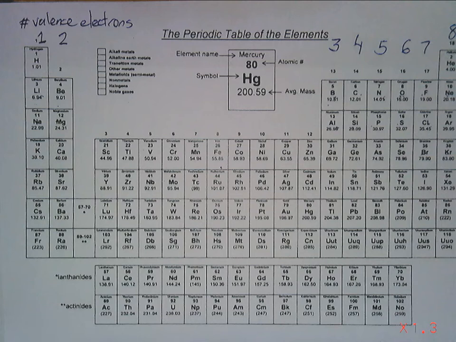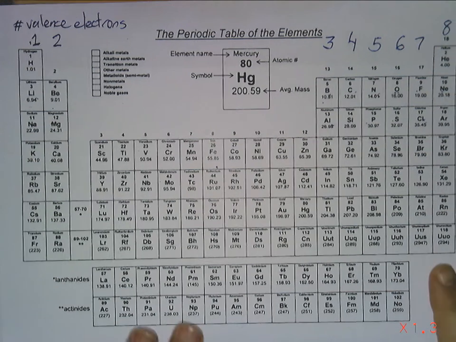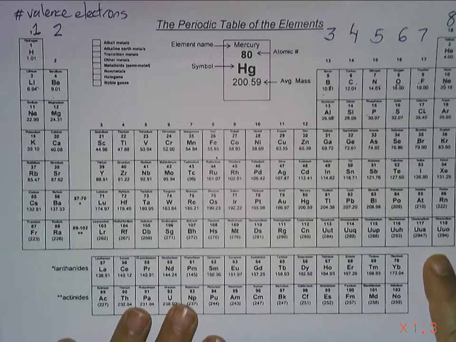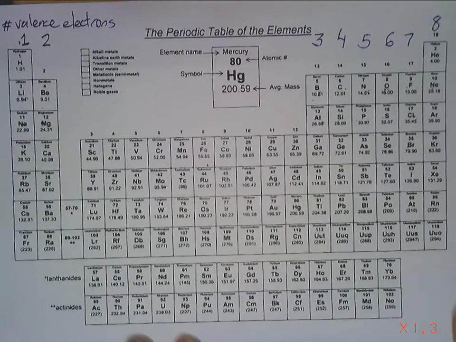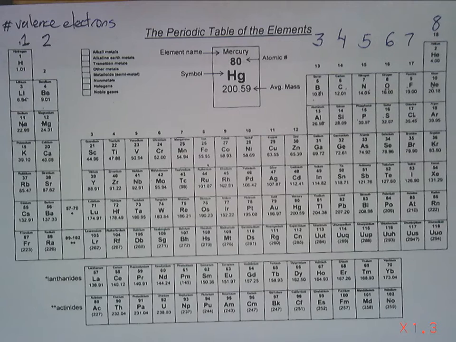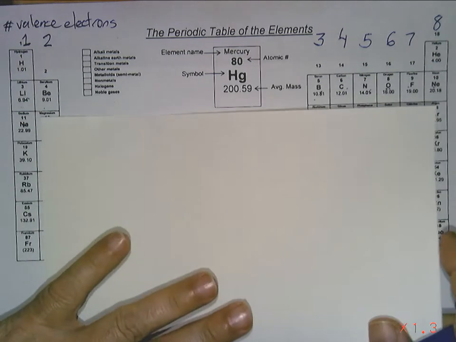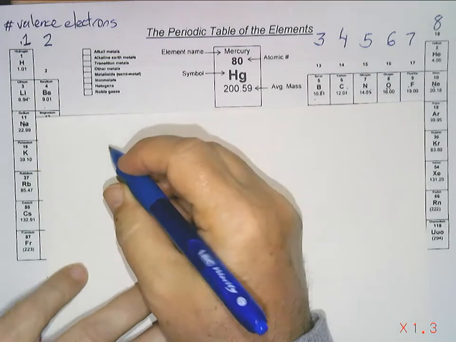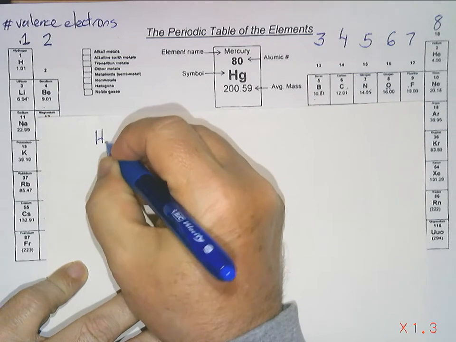In the last video, we saw how to do Lewis structures for atoms and simple ions. In this video, we're going to see how you can put together atoms and have them share electrons to satisfy their octets. Let's start with the simplest molecule that there is, H2.